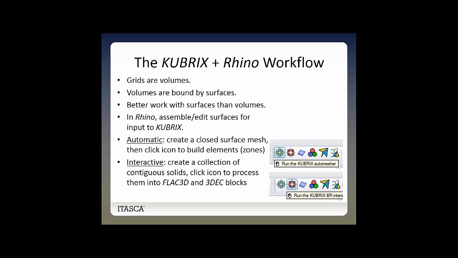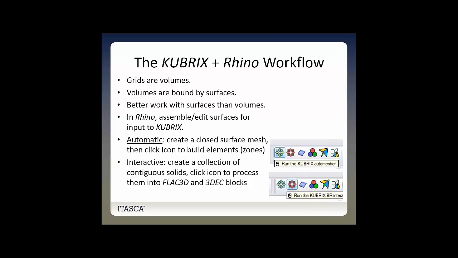In interactive meshing, as its name indicates, you create the mesh by hand. It's not as detailed and as tedious as creating meshes with a command line, but you define overall the position of the corners of blocks of meshes, and then you do that as contiguous solids of a certain type in Rhino in our case, and click an icon, which is the second icon that you see from the left, the red KUBRIX icon in the KUBRIX toolbar in Rhino, to produce FLAC3D and 3DEC blocks.